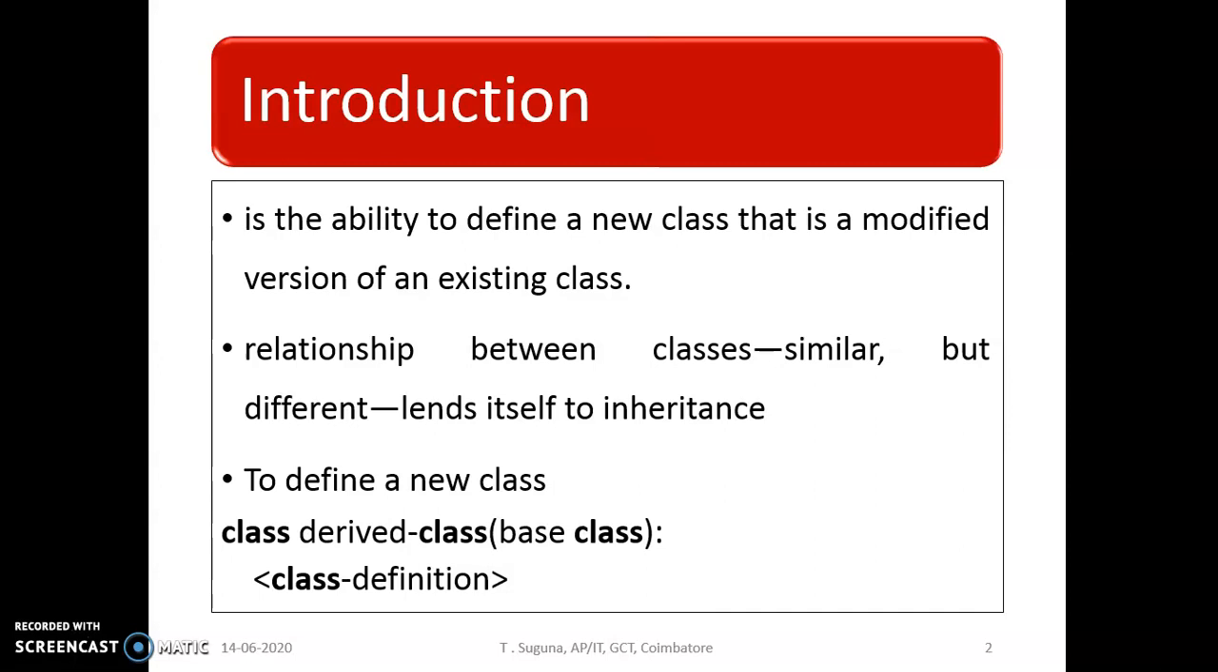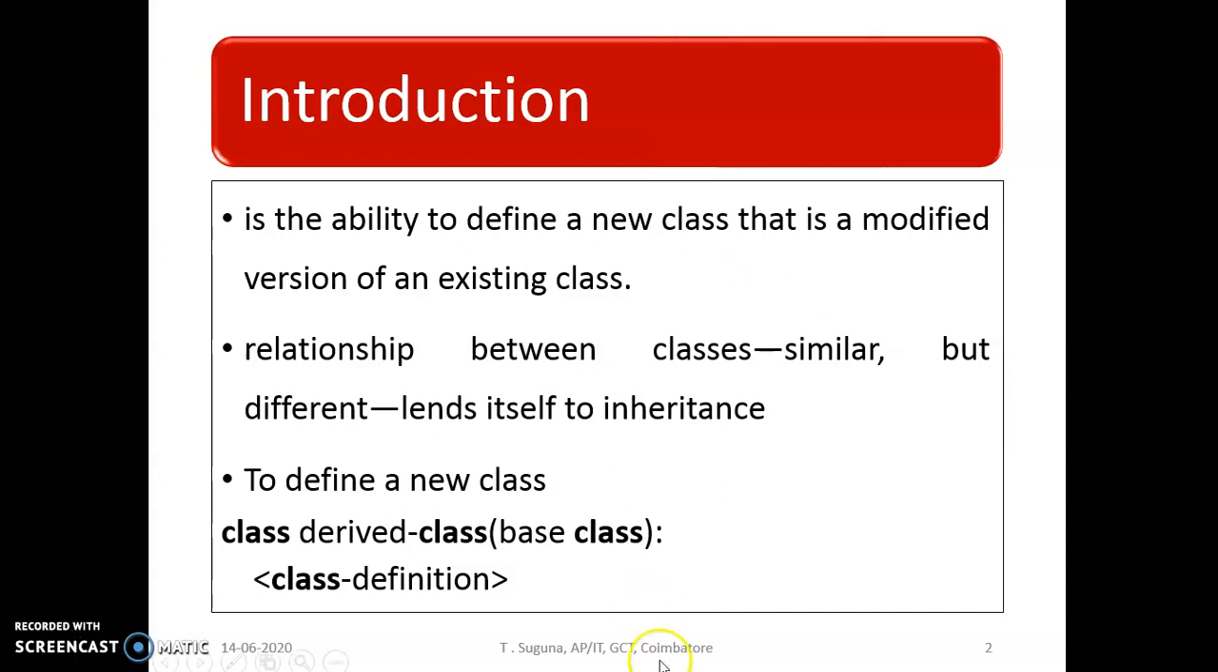This lends itself to inheritance. For example, in inheritance, the base class is equivalent to the parent and the derived class is equivalent to the children. Whatever the properties of a parent are, they are inherited by the children. Those properties are very similar, but the children have some additional unique properties that are different from the base class.